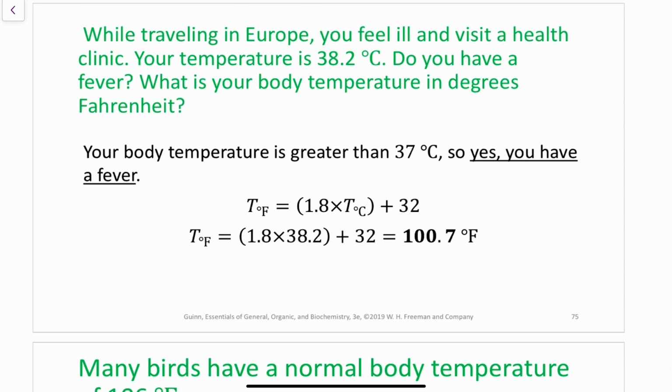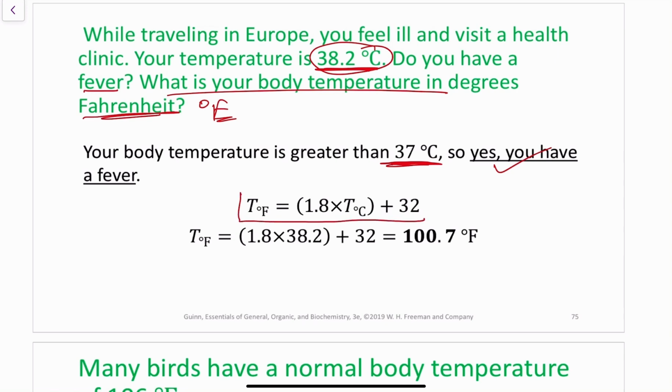So let's try to do some problems using these equations, to see how we can convert different units of temperature. Let's try the first problem. While traveling in Europe, you feel ill and visit a health clinic. Your temperature is 38.2 degrees Celsius. Do you have a fever? What is your body temperature in degree Fahrenheit? If the temperature is more than 37 degrees Celsius, that means yes, you have a fever. But how are you going to convert that degree Celsius number into Fahrenheit? You have to use the formula. We already have the formula, so you have to plug in the number. Instead of degree Celsius, put 38.2. 1.8 times 38.2 plus 32, you're going to get 100.76 degree Fahrenheit. So this is how you normally convert a degree Celsius into Fahrenheit.